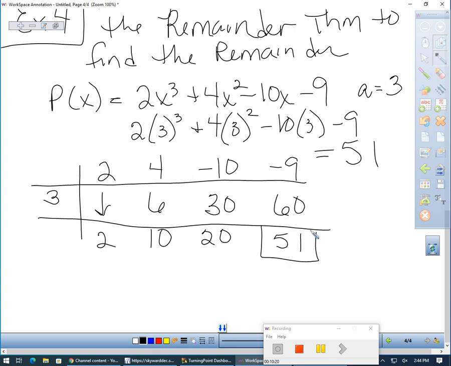The same remainder. So the book says you have to do it both ways. I'm telling you that you can choose which way you prefer to do it. It's up to you whether you want to just plug in the 0 and get out the remainder, or whether you want to do it by synthetic. It's your choice, okay? You can just say P of 3 equals 51 because you've plugged it in probably in your calculator or wherever, right?